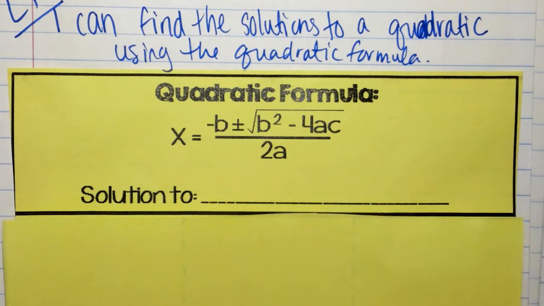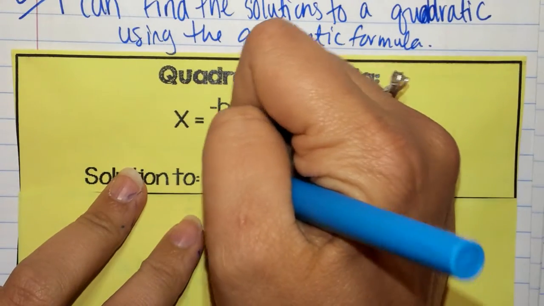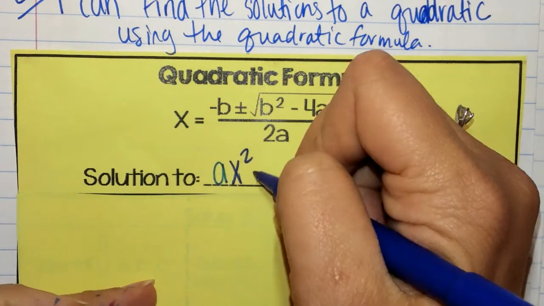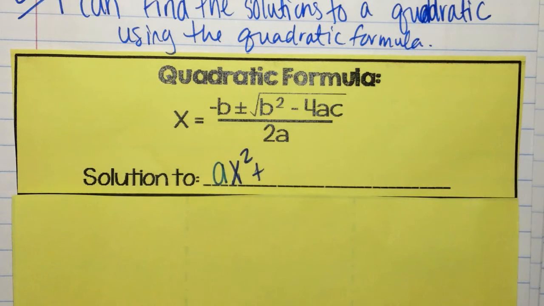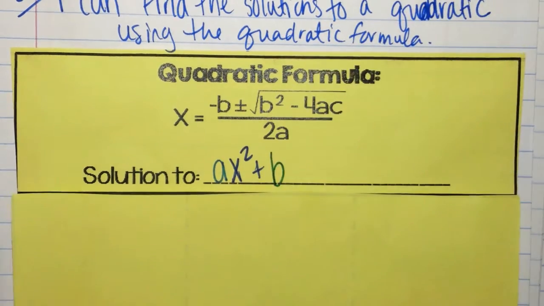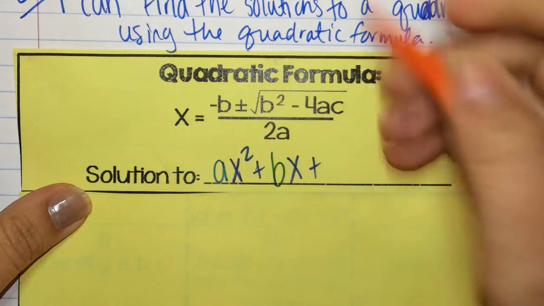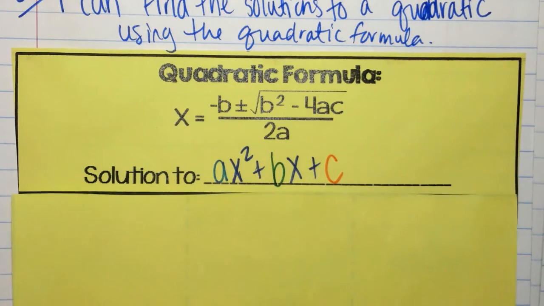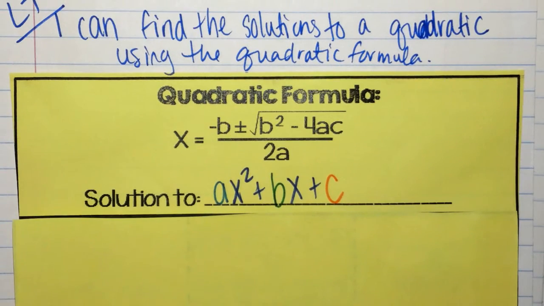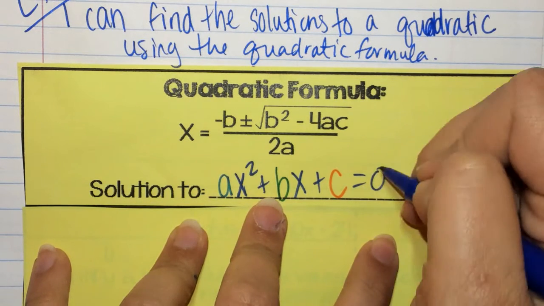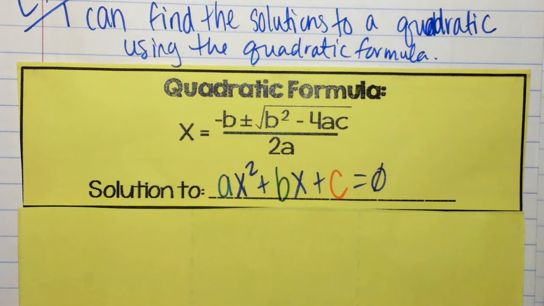So it has to be ax squared plus bx plus c equals 0. Now, if it's not set equal to 0, you solve it so that it's set equal to 0.